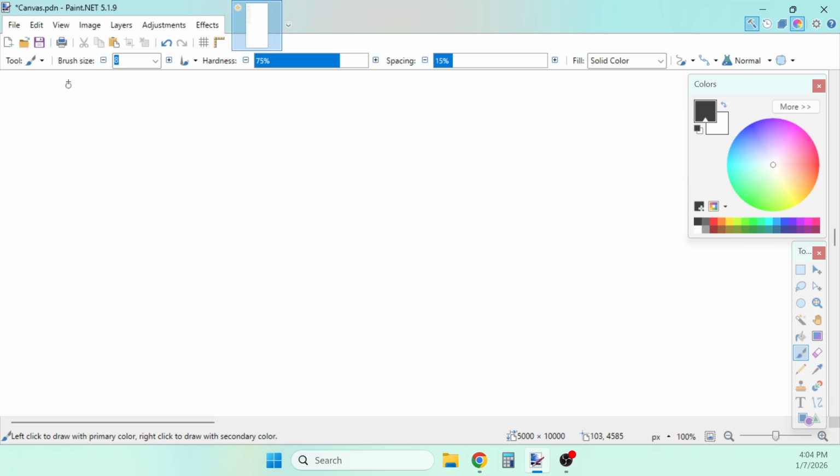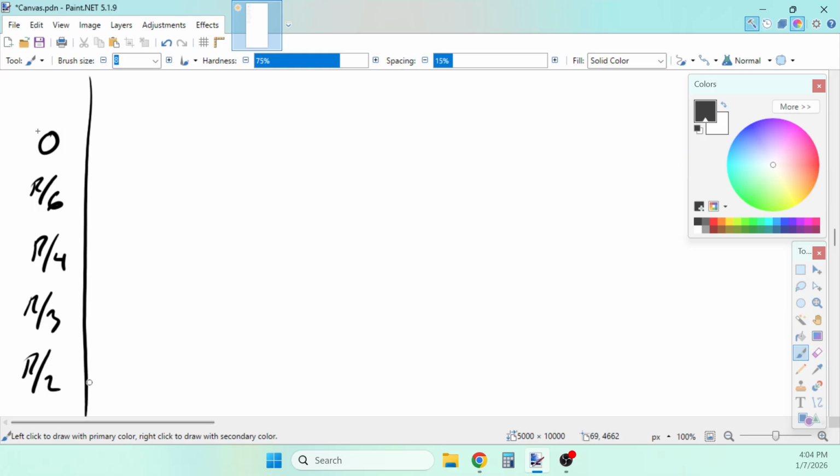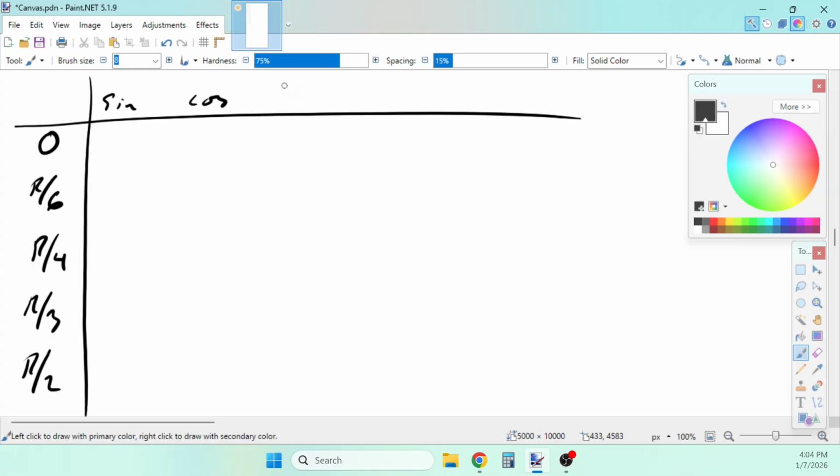So let's just make the chart. Put all of the values together. 0, pi over 6, pi over 4, pi over 3, pi over 2, sine, cosine, tangent, cotangent, secant, and cosecant.